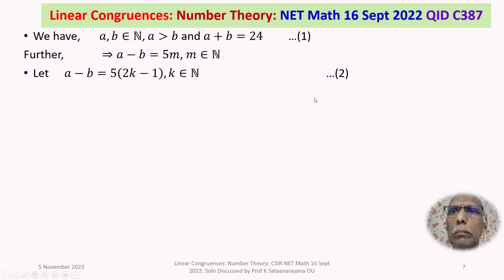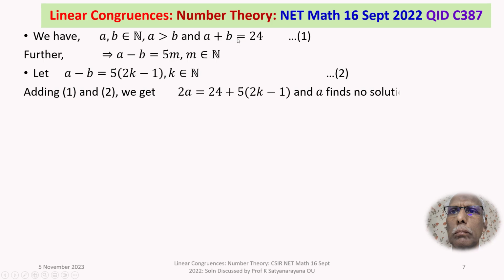So from 1 and 2, adding these two, minus b plus b goes off, and 2a is equal to 24 plus 5 times 2k minus 1. Now 2 divides 24, but 2 does not divide 5, and 2 doesn't divide 2k minus 1 also, because 2k minus 1 is odd. So therefore 2 does not divide 24 plus 5 times 2k minus 1. Thus a finds no solution in N.